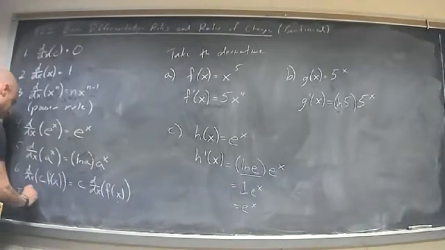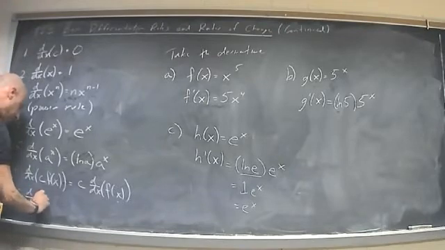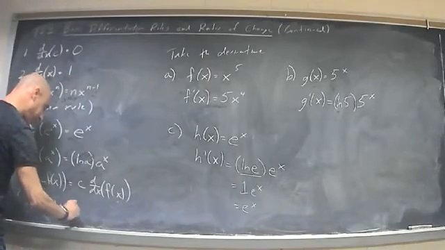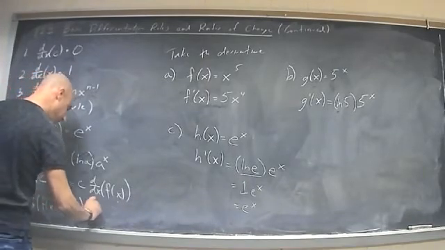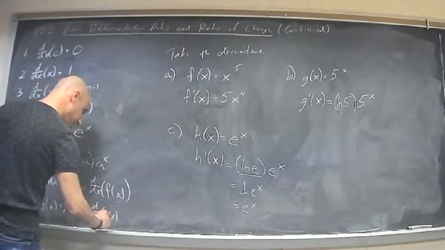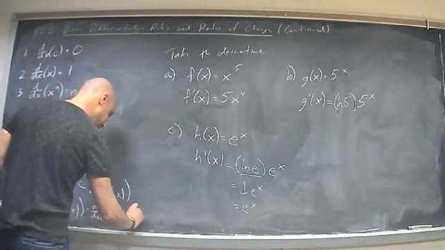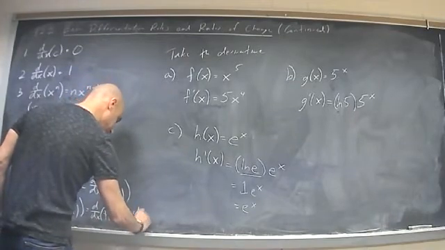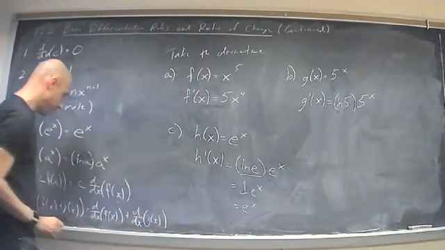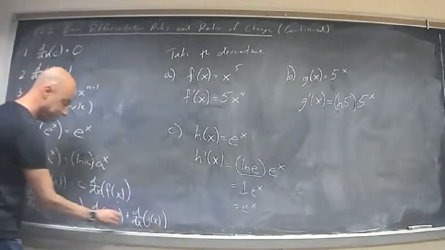So the next rule is that the derivative of f of x plus g of x equals the derivative of f of x plus the derivative of g of x. And that works with minuses too.